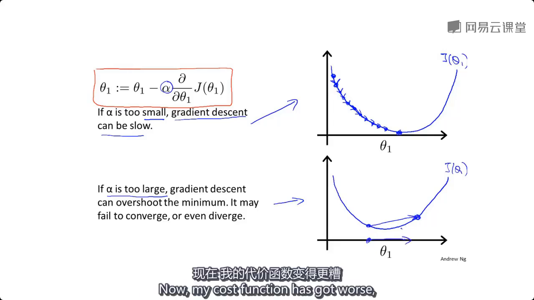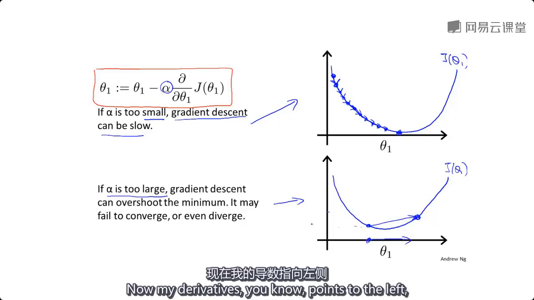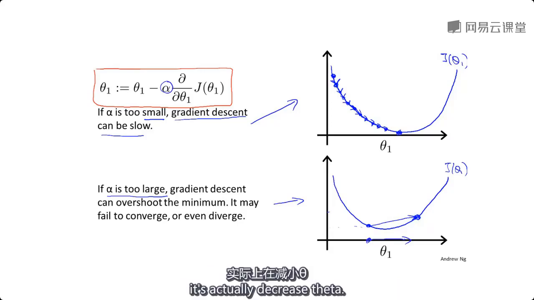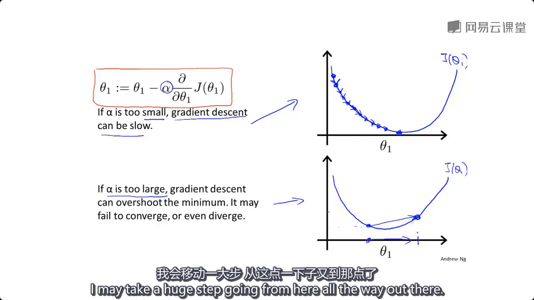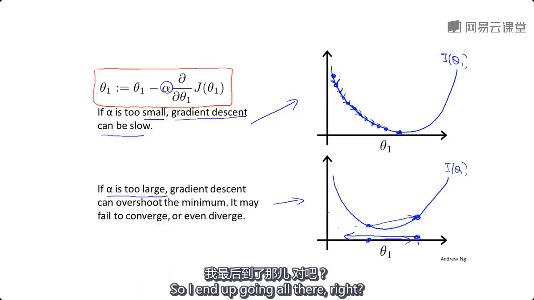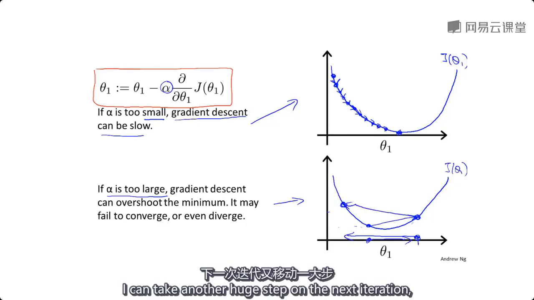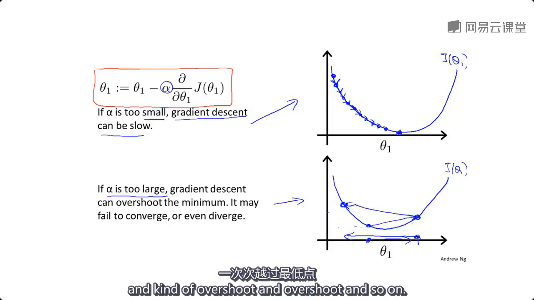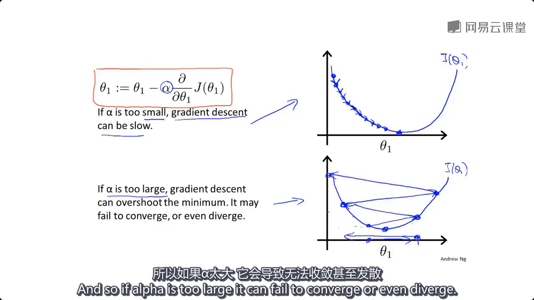Now my cost function has actually gotten worse, because I started off with this value, but now my value is higher. Now my derivative points to the left. It says I should decrease theta. But if my learning rate is too big, I may take a huge step going from here all the way out there. And I can take another huge step on the next iteration and overshoot, and so on, until you notice I'm getting further and further away from the minimum. So if alpha is too large, it can fail to converge or even diverge.